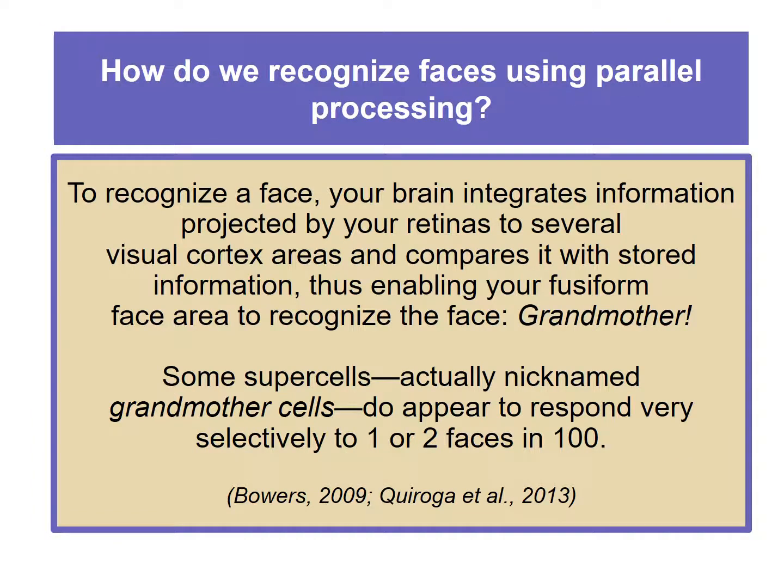So how we recognize faces using parallel processing. This is really cool. This is not on your notes. It's just a neat little blurb. To recognize a face, your brain integrates information projected by your retinas to several different visual cortex areas and then compares it with stored information, which enables your fusiform face area to recognize the face as grandmother. And some supercells, actually nicknamed grandmother cells, do appear to respond very selectively to one or two faces in 100, which is really cool.